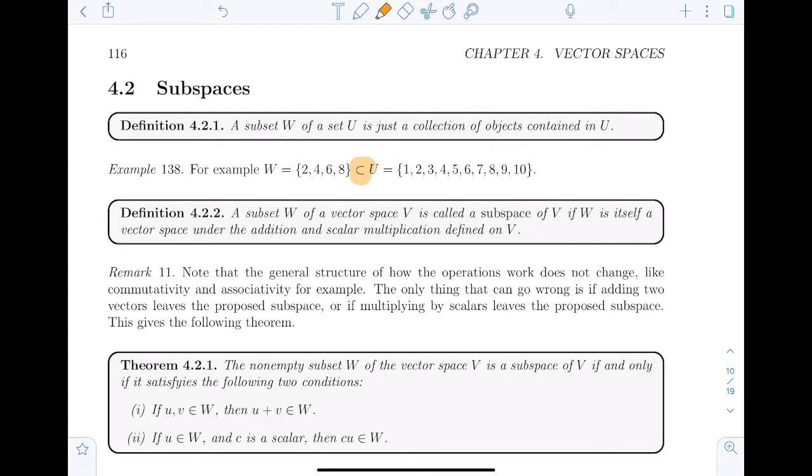So, a subset. Now, a subset W of a vector space V is called a subspace if W is itself a vector space under the addition and scalar multiplication defined on V. Think of it kind of like this. You've got this vector space V, and you've got this subspace W that sits inside it and never leaves. It stays inside itself, and it's a vector space all by itself. An example of this is, in R3, this little plane right here. As long as you add stuff that's on the floor, you're still on the floor. That's the idea.